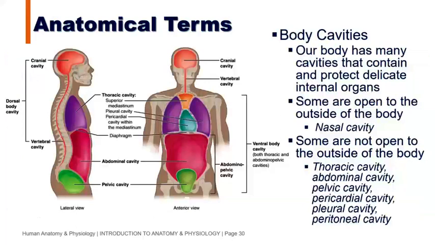Then we have our body cavities. Our bodies have many cavities that contain and protect delicate internal organs. Some are open to the outside of the body, just like your nasal cavity, and some are not open to the outside of the body. In our photo, down here we have our thoracic cavity, abdominal cavity, pelvic cavity, pericardial cavity, pleural cavity, and another example will be your peritoneal cavity.